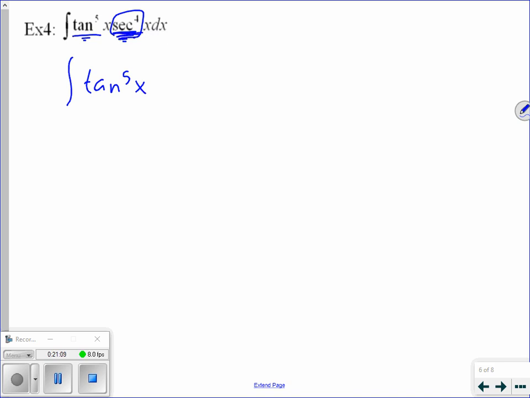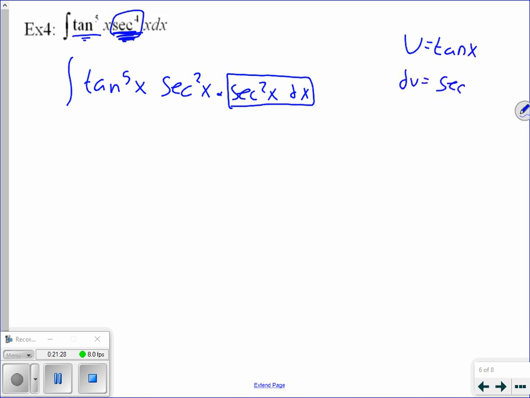And I want you to rewrite this as secant squared x times secant squared x dx, because this is going to end up being our du. Because remember what I said u is going to be in these problems. U is going to be tan of x, and du would be the derivative, secant squared x dx. So I got the du right there. And if I want to make my u tan, I need to have everything else as a tan. I got tan to the 5th here. I need to rewrite secant squared in terms of something with tan.